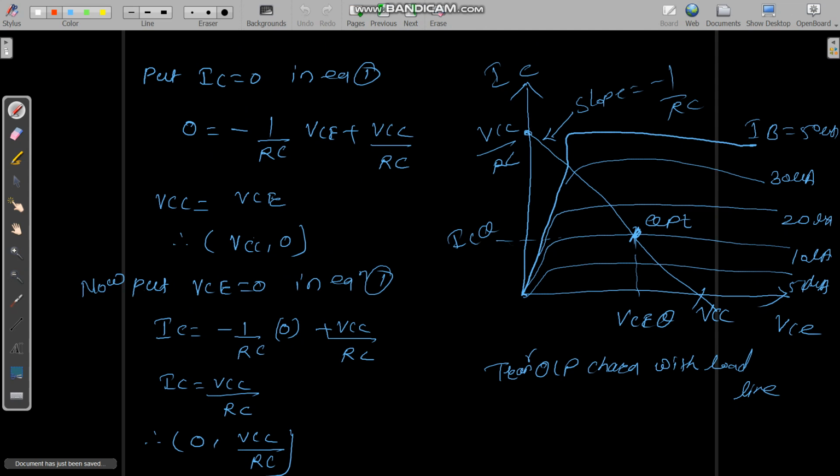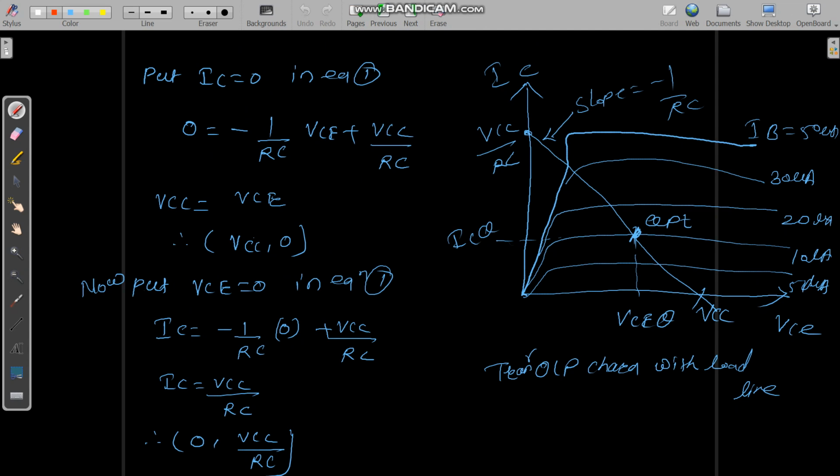The same way, you put VCE equals 0 in equation 1, we are going to get the coordinates as 0 and VCC by RC. That means VCE and IC are VCC and 0 here, and here again VCE is 0 and IC is VCC by RC. Now, when we get these coordinates, we are going to plot them on the output characteristics of a transistor. Now, you can see this is my output characteristics of a common emitter transistor, wherein VCE is my voltage and IC is my current.